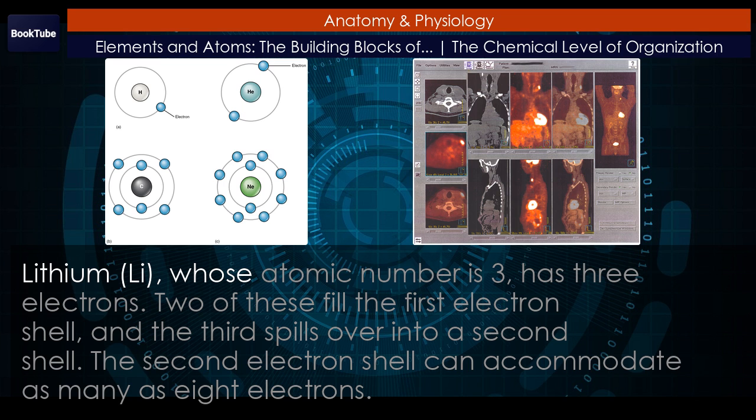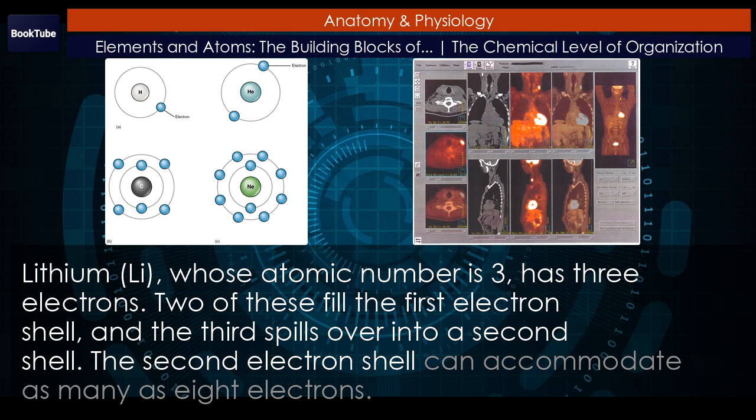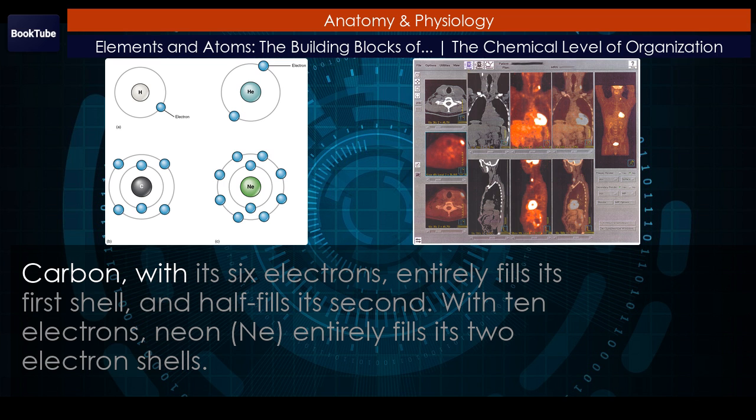Lithium, Li, whose atomic number is 3, has 3 electrons. 2 of these fill the first electron shell, and the third spills over into a second shell. The second electron shell can accommodate as many as 8 electrons. Carbon, with its 6 electrons, entirely fills its first shell, and half fills its second. Neon, Ne, with 10 electrons, entirely fills its 2 electron shells.